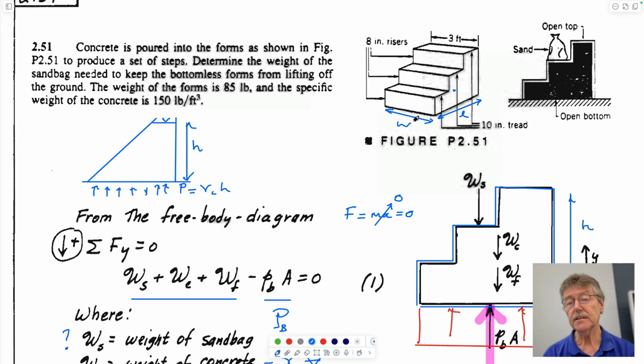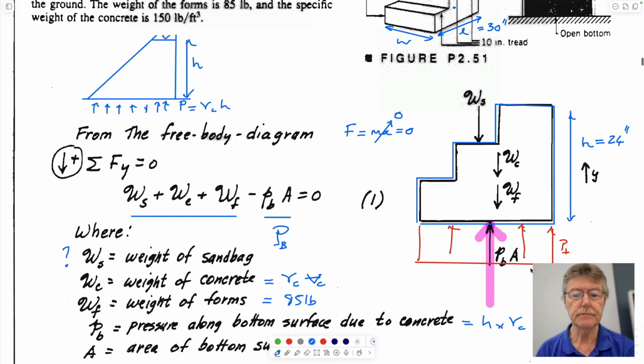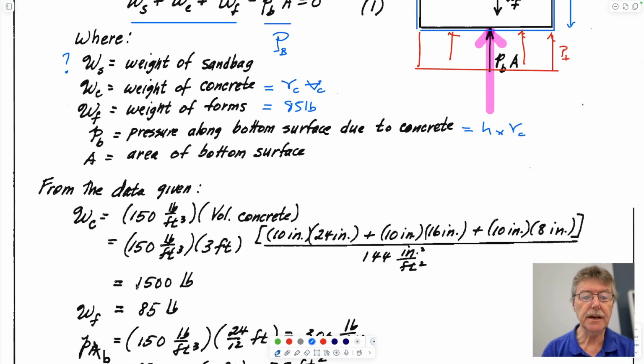You have all that information. The width of it is 3 feet, 36 inches. Length is going to be the tread plus the tread plus the tread. The riser is the step. The tread is the horizontal, 10 inches, so this is going to be 30 inches. And this total height H is going to be 24 inches, in English units.